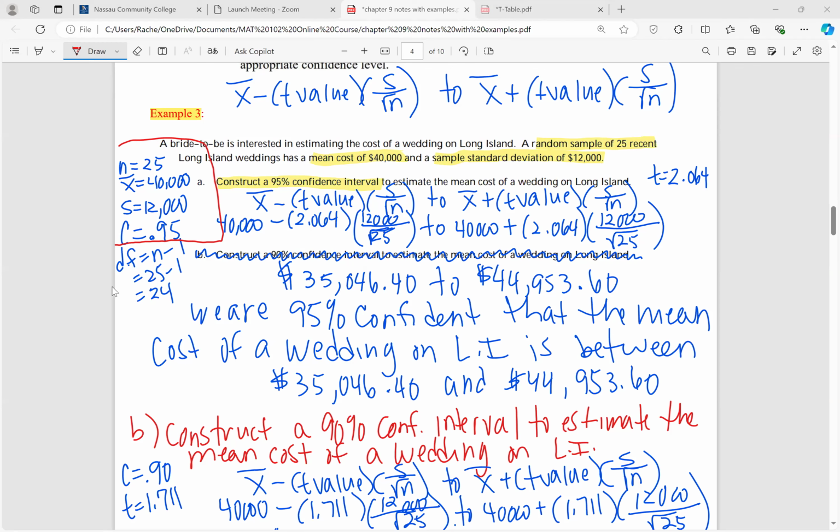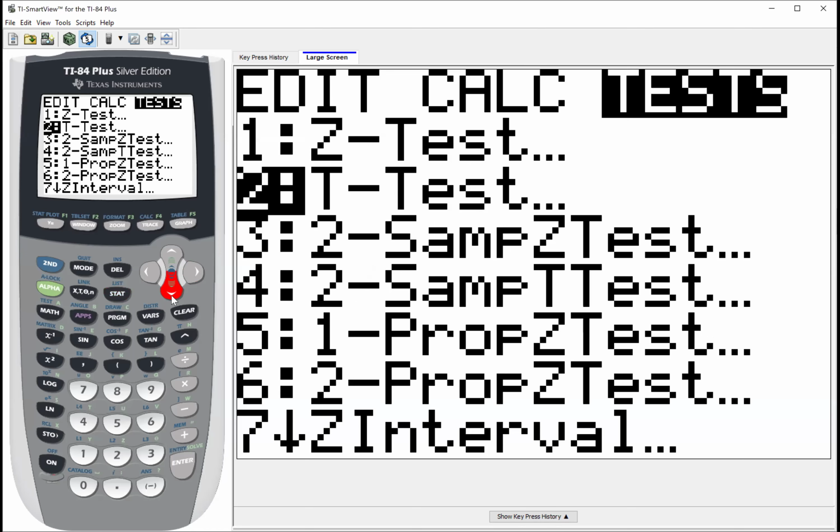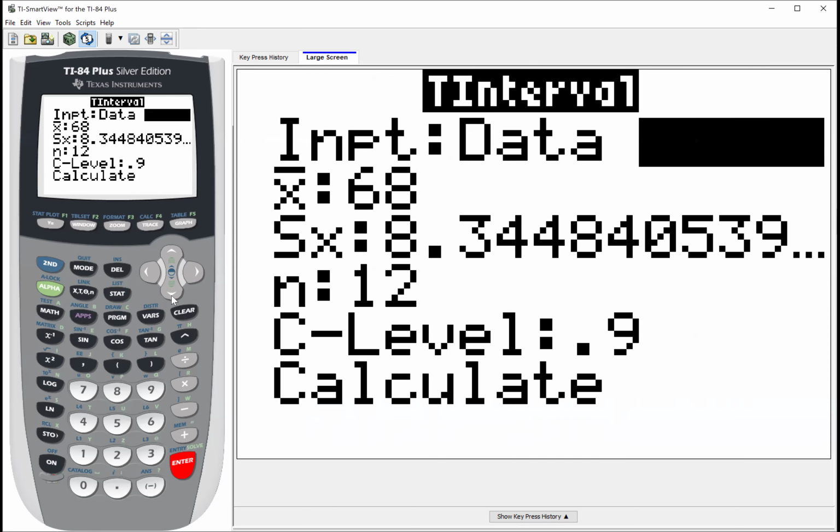So we have to press stat, and then we arrow over twice to tests. And you'll see if you scroll down to option 8, it's called a t-interval, right? Because we're constructing a confidence interval using the t-distribution. So option 8. Now, unless you have the actual data set, we're going to choose stats. So choose stats and then enter and arrow down. We have to enter the mean X bar, which was 40,000.